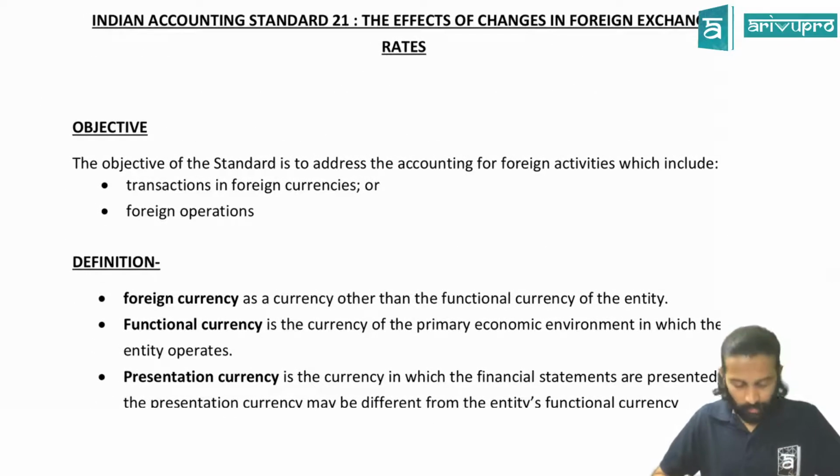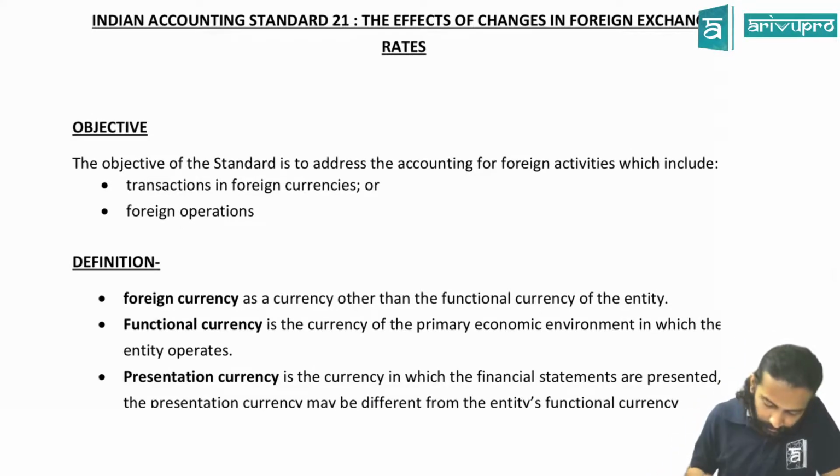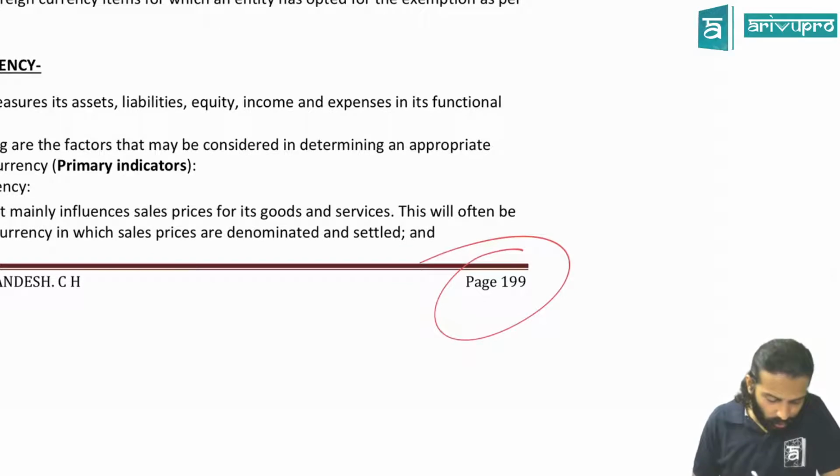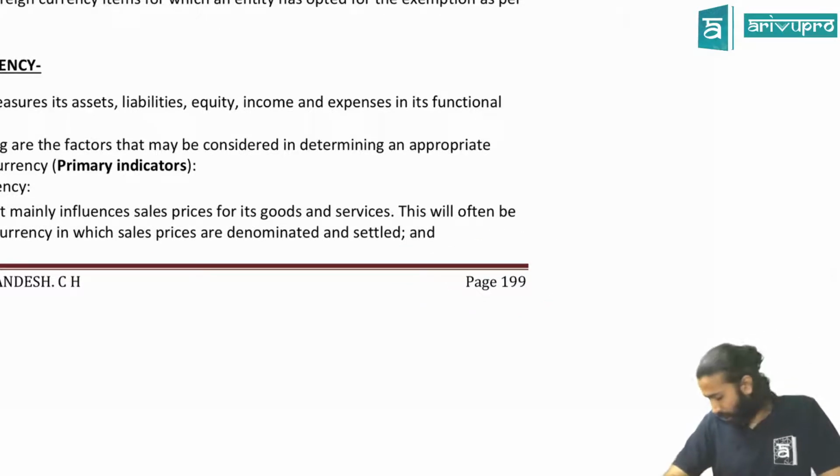Did you find that? Yeah, sure. 199, correct. Double century, only one run left.